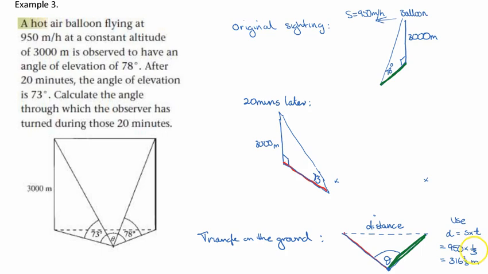You can see there 950 metres per hour. So time has to be in hours. 20 minutes is 1/3 of an hour. And we get then a distance in metres of 316 2/3. So the length of that side of the triangle is 316 2/3.